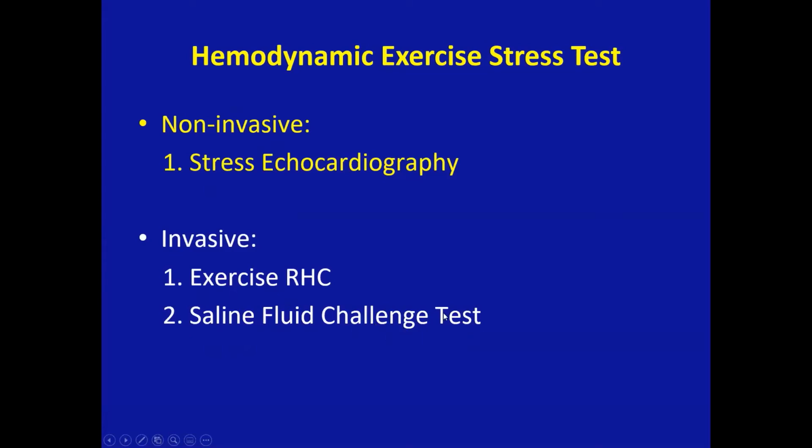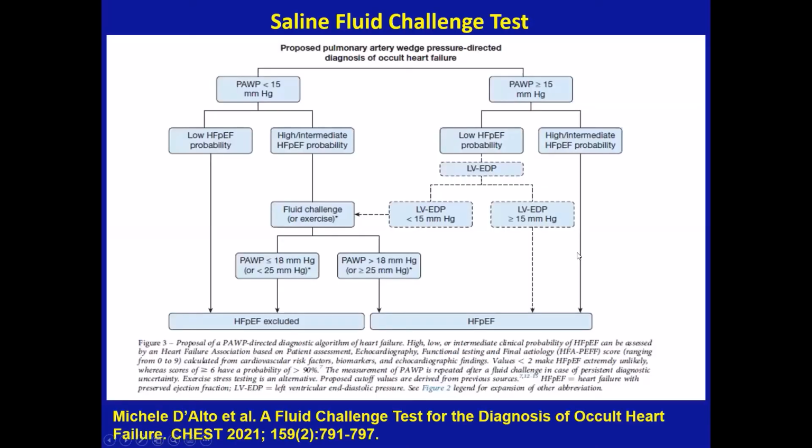I chose saline fluid challenge test for this lady because it's done easily and you don't need the exercise equipment in the cath lab. And this is one of the algorithms or protocols used to do the saline challenge test. You do the right heart catheterization with the patient resting on the table, collect all your data, and then you infuse 500 cc's of warm normal saline, or 7 milliliters per kilogram, very fast over a period of 5 to 10 minutes.